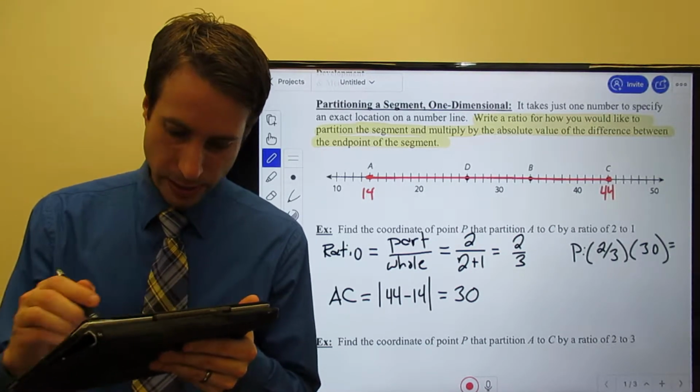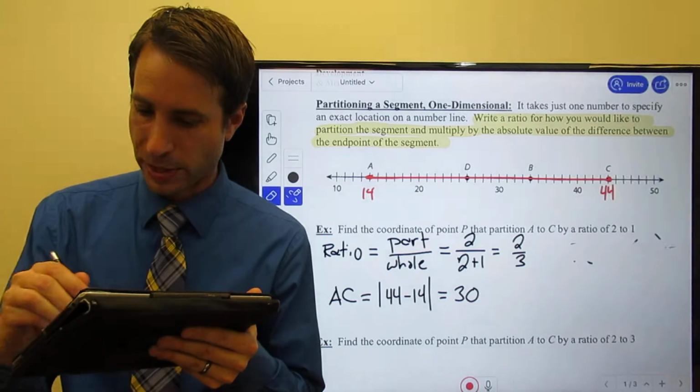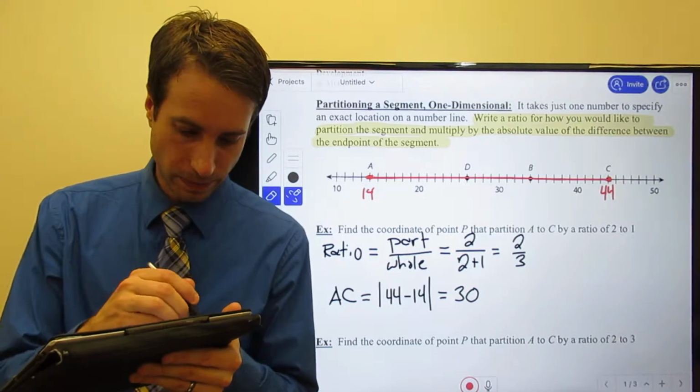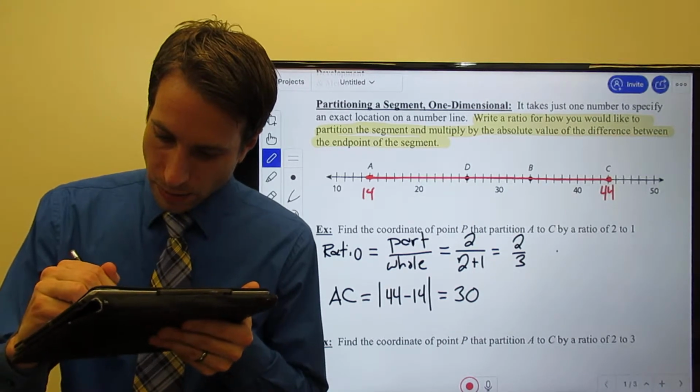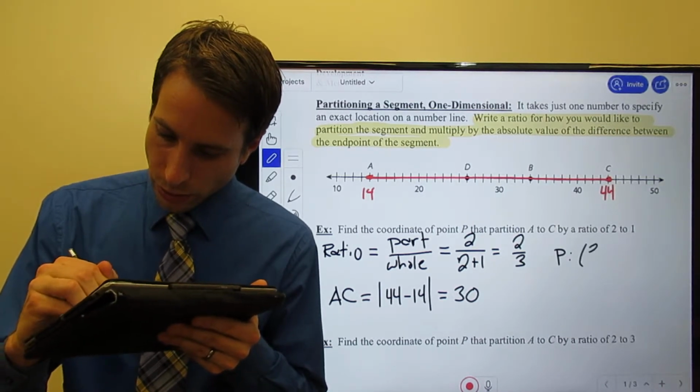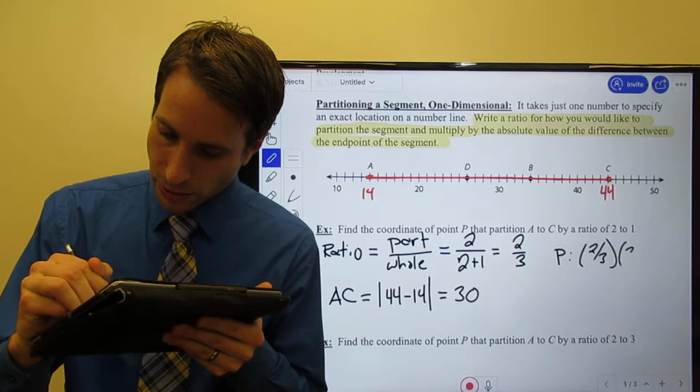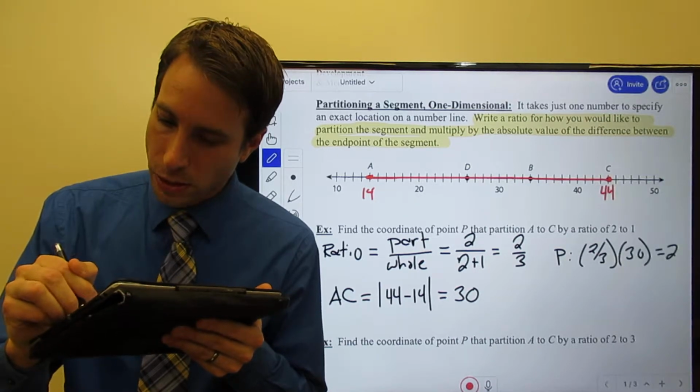I'm squeezing. Let me slide this over. I didn't leave myself enough space. P, we're going to do 2/3 times 30, which is 20.